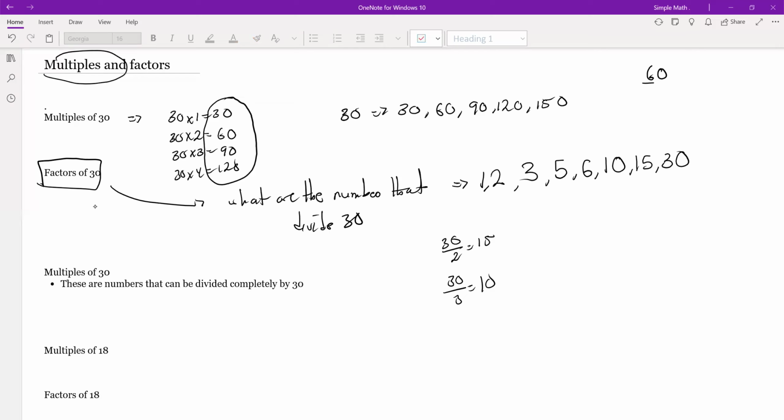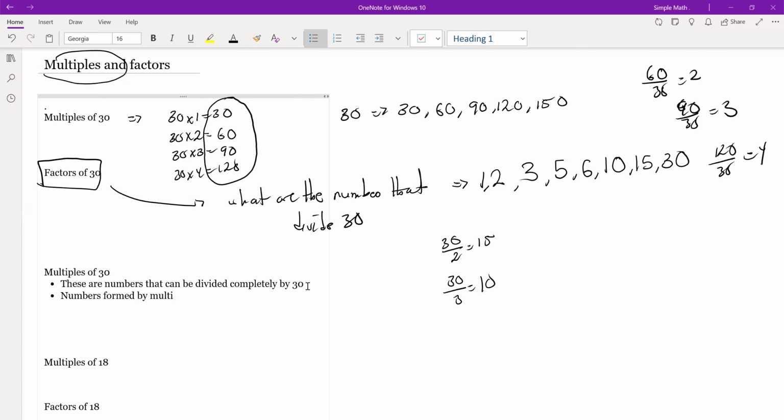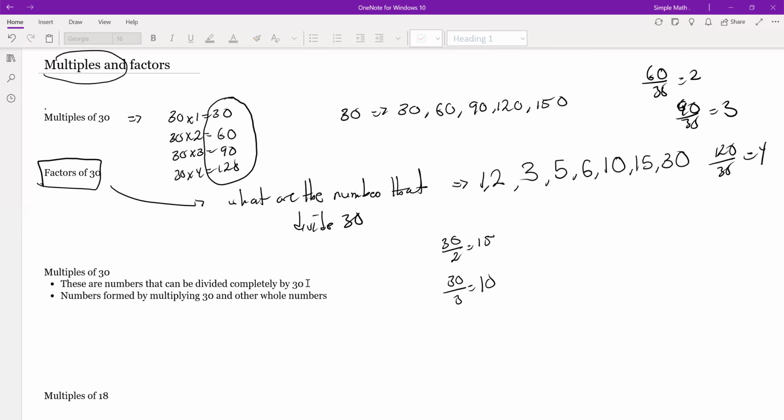Example, 60 divided by 30 is 2. 90 divided by 30 is 3. 120 divided by 30 is 4, and on and on. So these are multiples of 30. Numbers that can be divided completely by 30, or we can say numbers formed by multiplying 30 and other whole numbers. Emphasis on whole numbers. 30 times 1 is 30, 30 times 2 is 60, and all that.